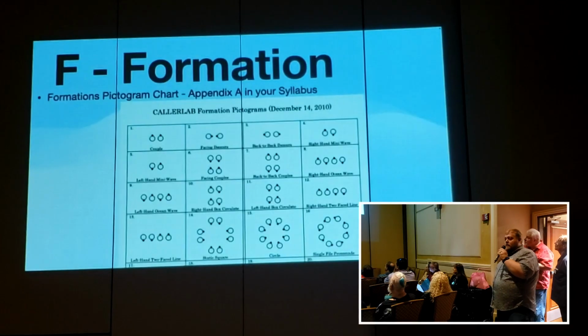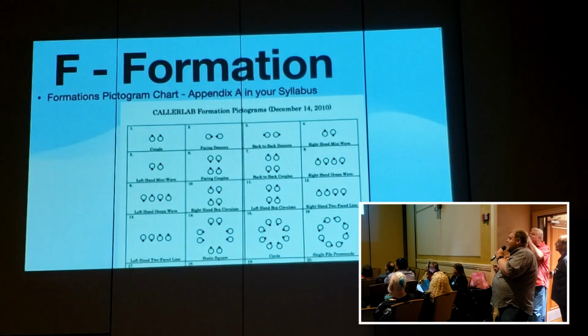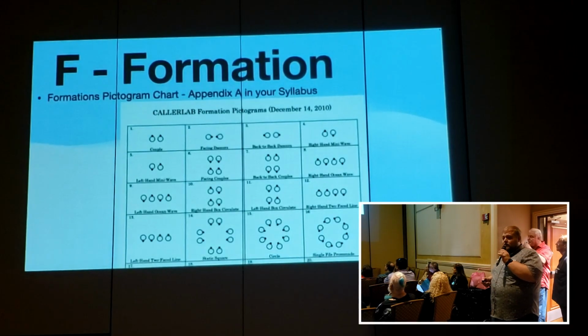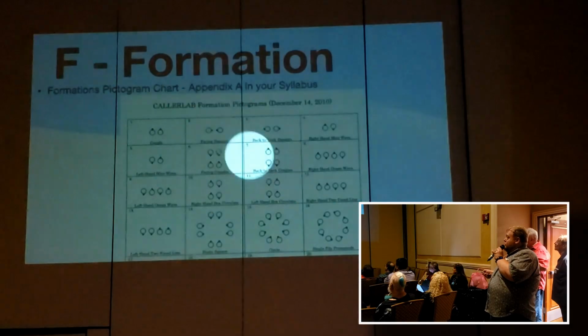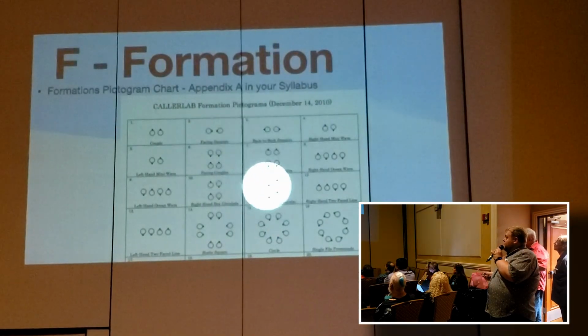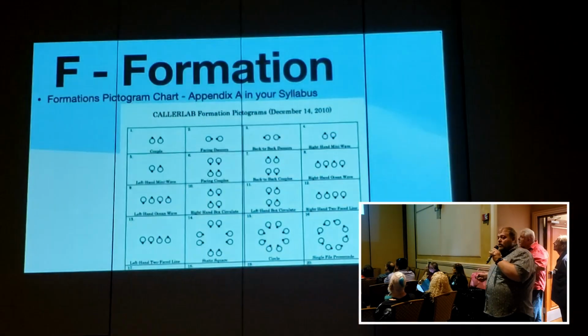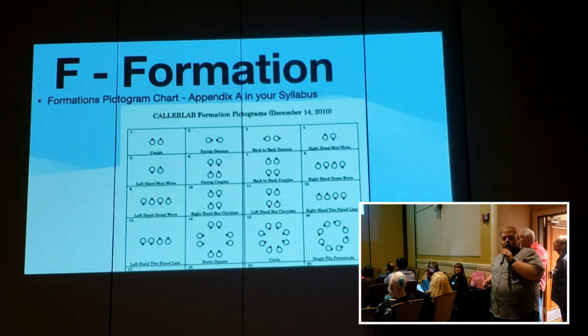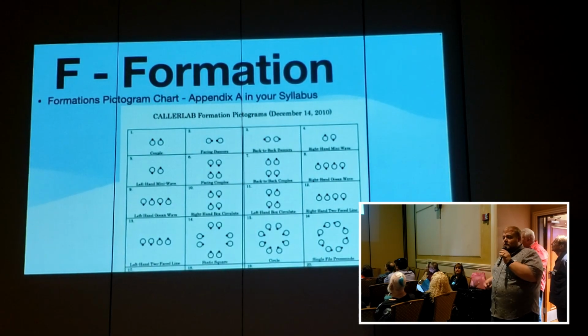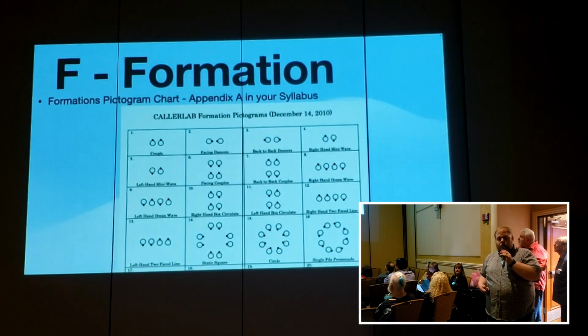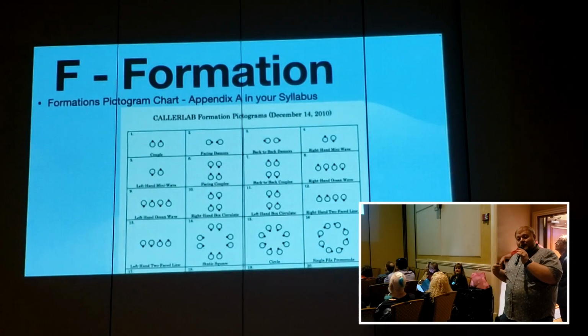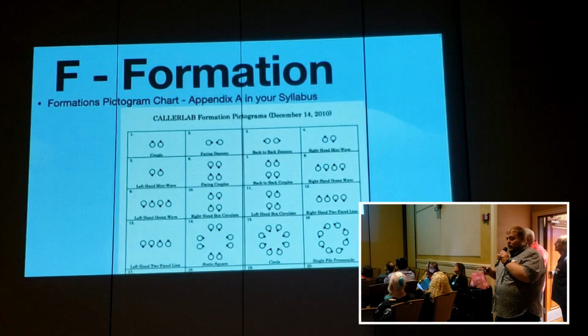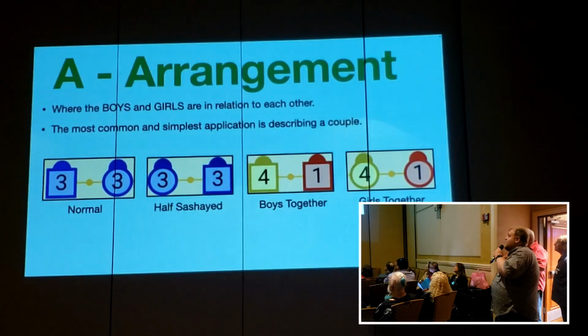There is a chart in your appendix, you can also get it online, that has every formation that Callerlab has currently identified. So we see the things we talked about here. Here's the facing couples. There are left-hand boxes. I want you to look at that after this presentation going into your next section. Find that in your syllabus, and when you don't know what something's called this weekend, look it up and learn the real name, right? That's your homework. Everyone work on that this weekend.